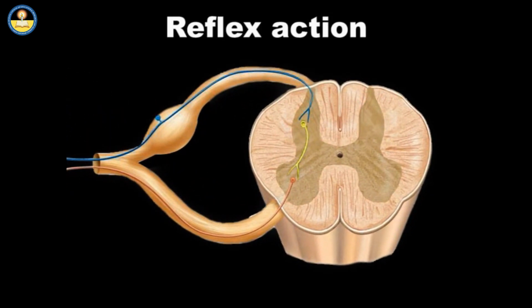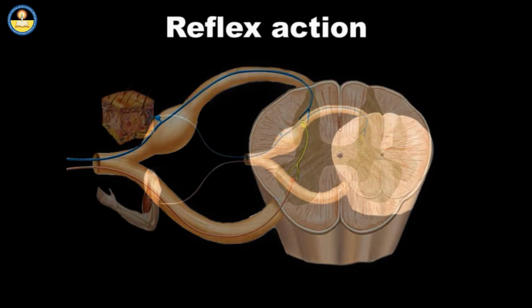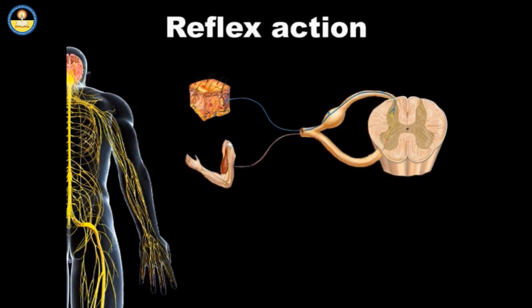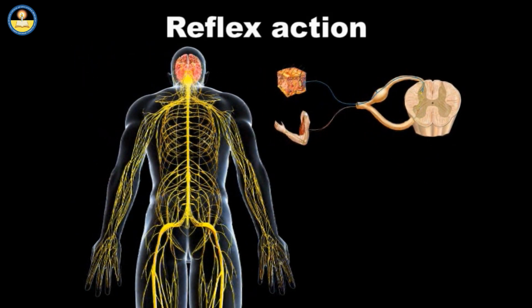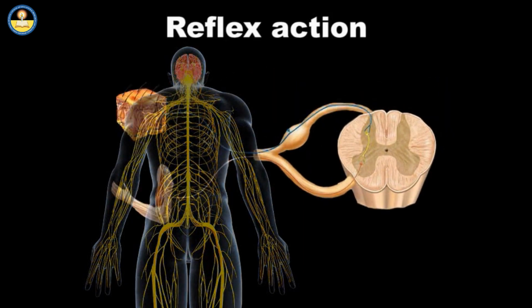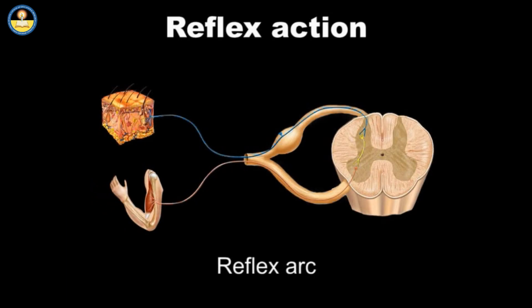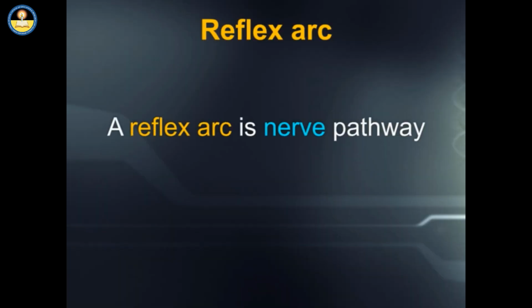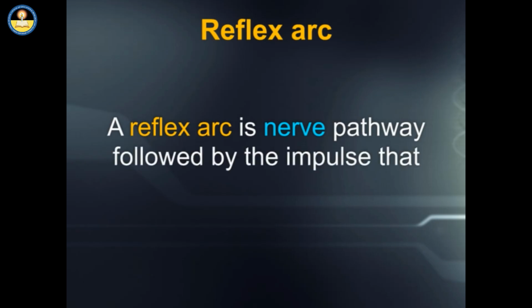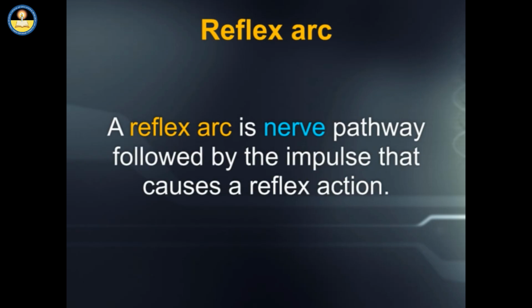That the action to protect your hand has been taken care of within the spinal cord. The impulse generated by the receptor did not reach the brain, but rather took command from the spinal cord in the form of a motor reflex and saved you from burning. The route followed by the nerve impulse to produce this reflex act is known as the reflex arc. A reflex arc is the nerve pathway followed by the impulse that causes a reflex action.